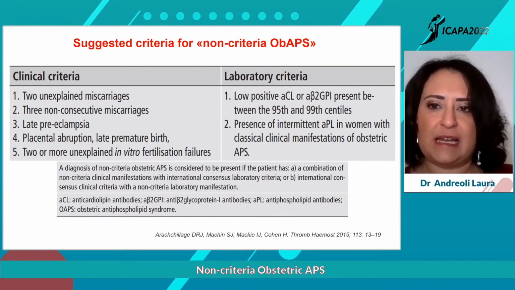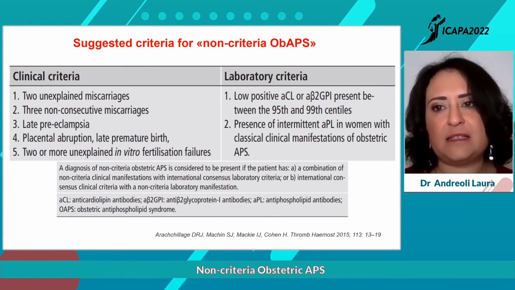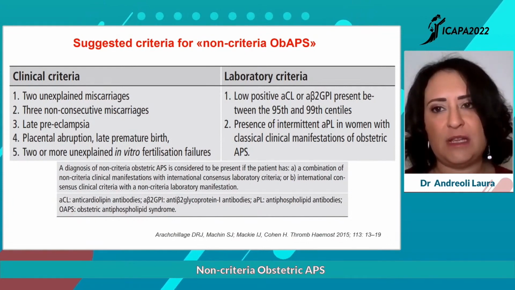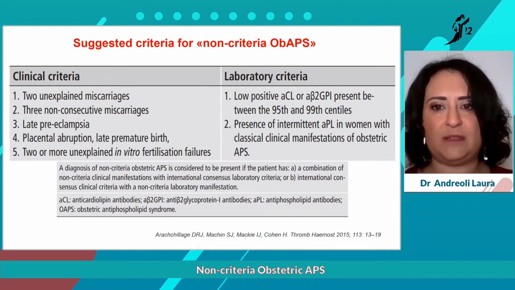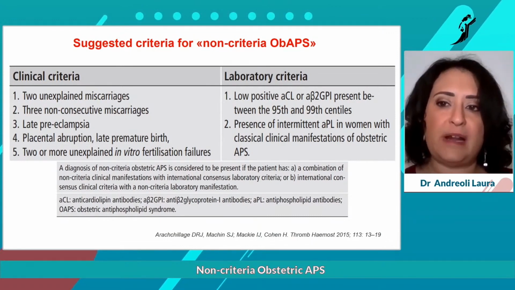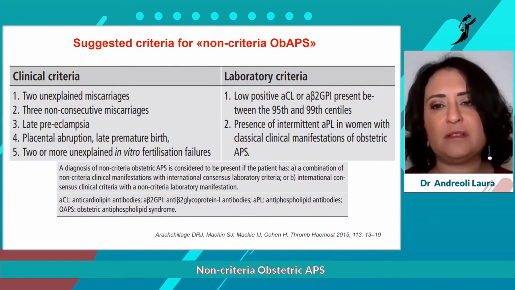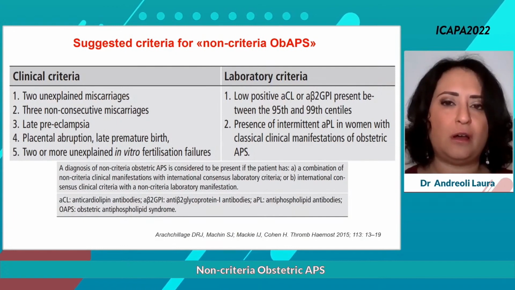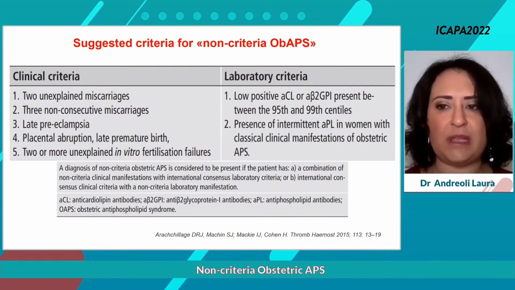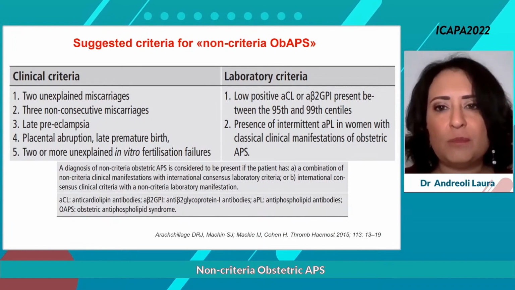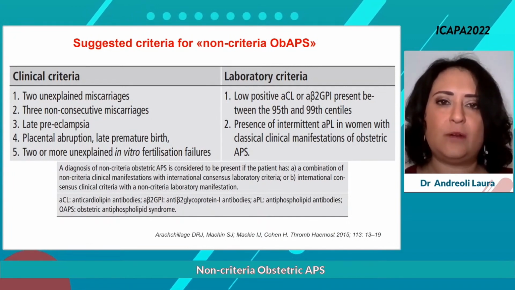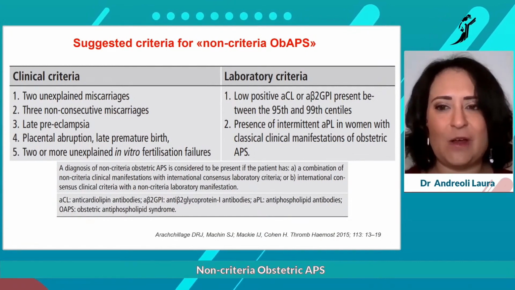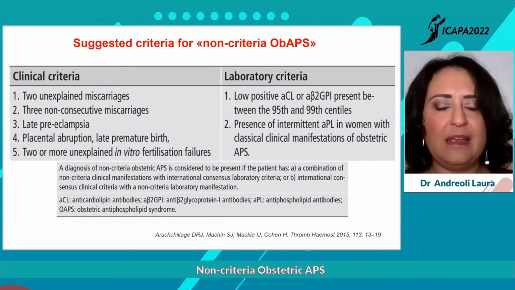Turning to the laboratory side, we can consider as non-criteria those low positive anticardiolipin and anti-beta-2 glycoprotein 1 antibodies, or the presence of intermittent APL. We know that persistence of APL is one important feature of clinically significant APL, but it is a common observation that there are women with these ups and downs in the presence of APL.